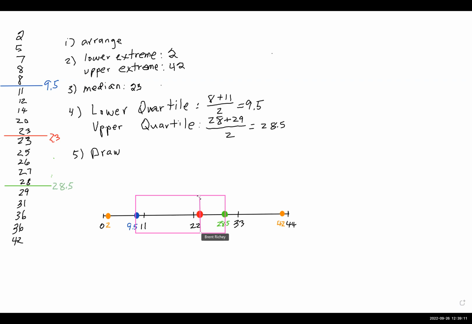So we have this pink box. The left side of the box goes to the lower quartile. The right side of the box goes to the upper quartile. Then a vertical line goes through the median. So that kind of gives you a graphic look at what that data looks like.